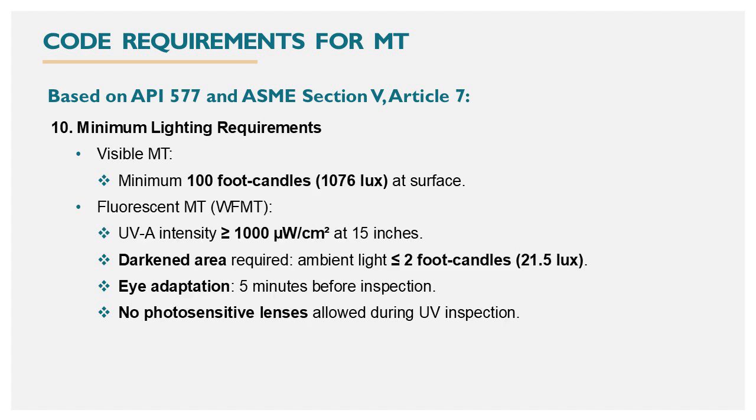Code requirement number 10 is minimum lighting requirements. Visible MT requires a minimum of 100-foot candles or 1076 lux at the surface. Lighting for fluorescent MT or WFMT is as follows: UVA intensity greater than or equal to 1000 µW/cm² at 15 inches. A darkened area is required, with ambient light less than or equal to 2-foot candles or 21.5 lux. Eye adaptation should be conducted 5 minutes before inspection, and no photosensitive lenses are allowed during UV inspection.